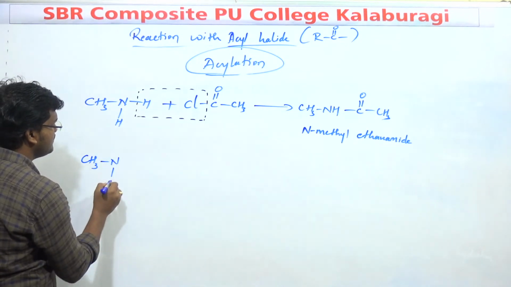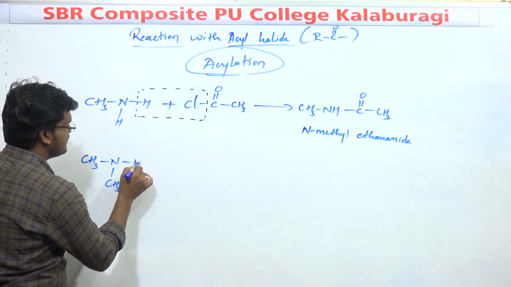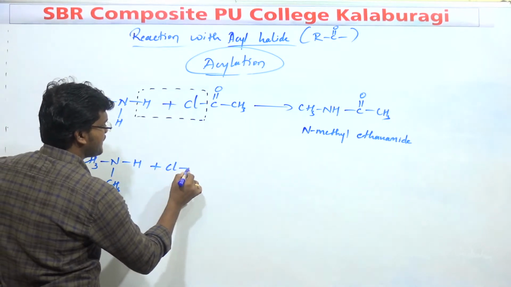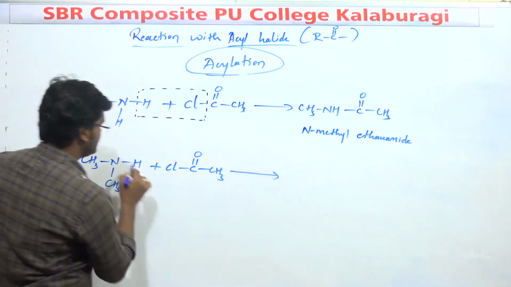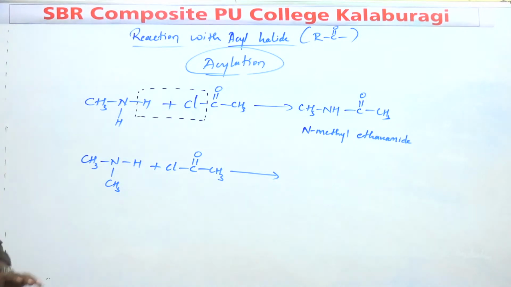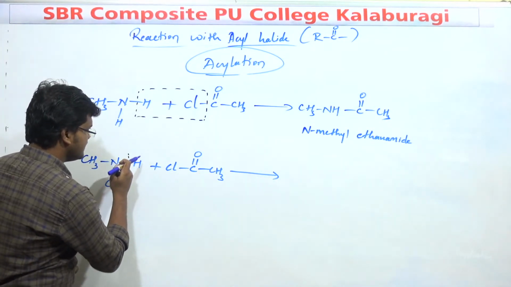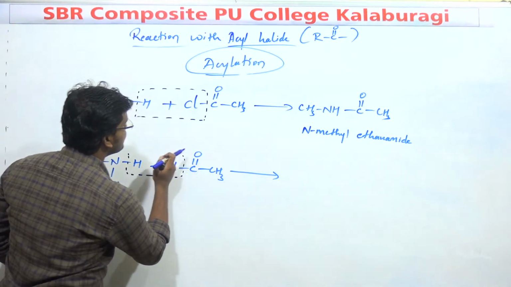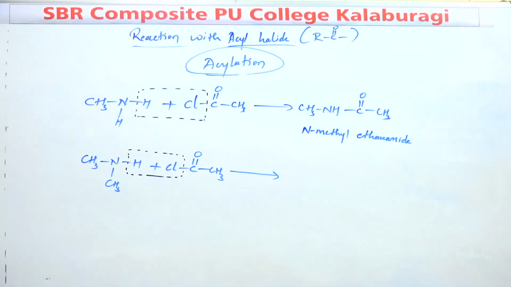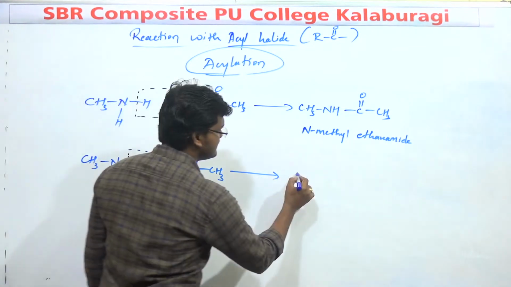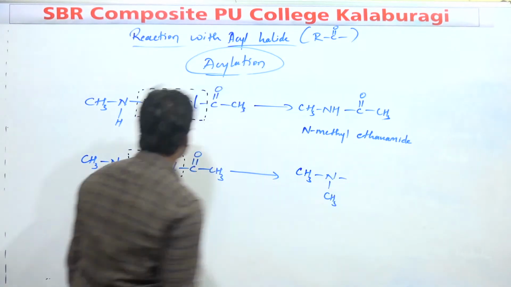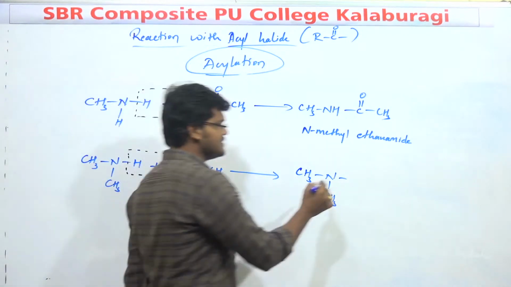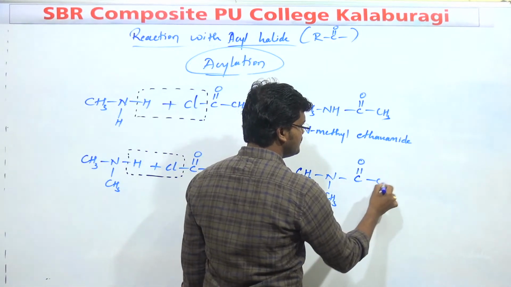CH3 and CH3H plus same. COCH3, acetyl chloride, same. So this HCl will go out. Can you please tell me what you are left with? CH3 and CH3, and that is further attached to COCH3.